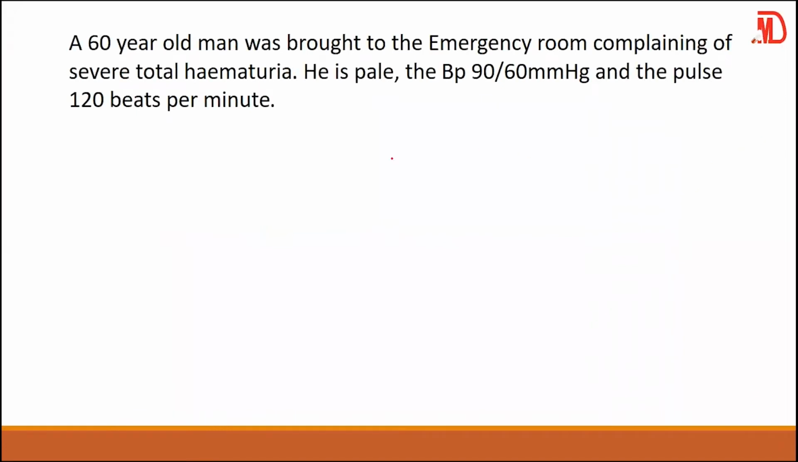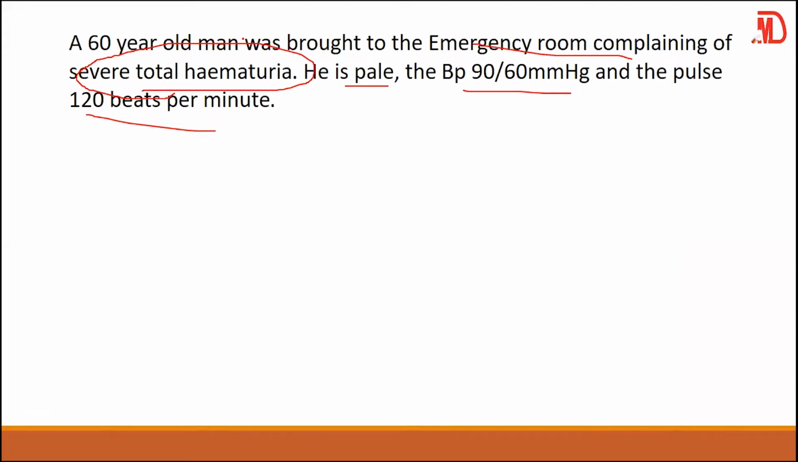So we have a 60-year-old man who was brought to the emergency room complaining of severe total hematuria. He is pale, his blood pressure is 90/60, and the pulse is 120 beats per minute. We see this a lot in the surgical department. People will come, they are bleeding seriously.